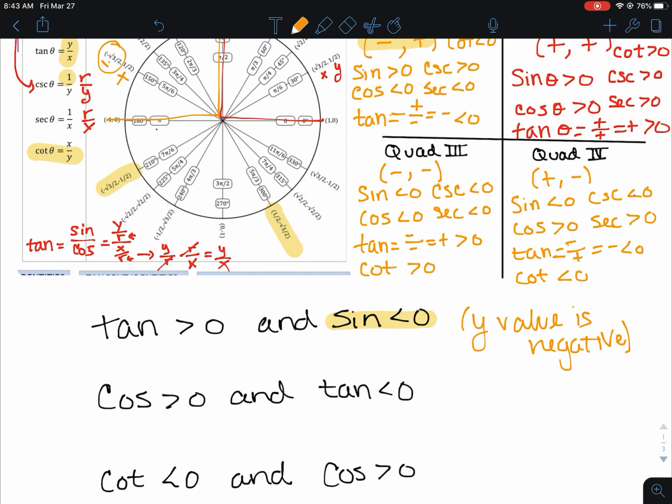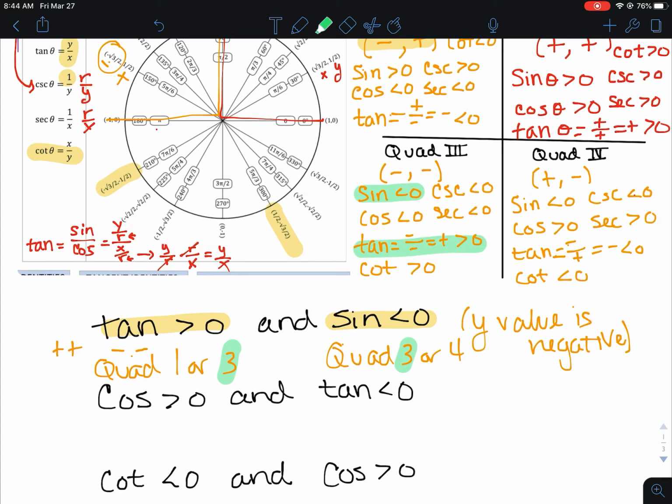And obviously you guys can use the chart we just made above, but I'm just trying to think through it. So this is where y is negative, so that's going to be quadrant 3 or quadrant 4. And then where tangent is positive, that has to be in a quadrant where we either have both positives or both negatives, which would be quadrant 1 or quadrant 3, right? So it seems to be the place where tangent is positive and sine is negative is only going to be in quadrant 3. That's where that overlap would be. And you can see that here, sine is less than 0, tangent is greater than 0.